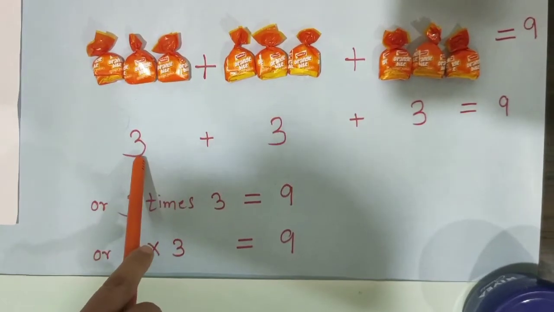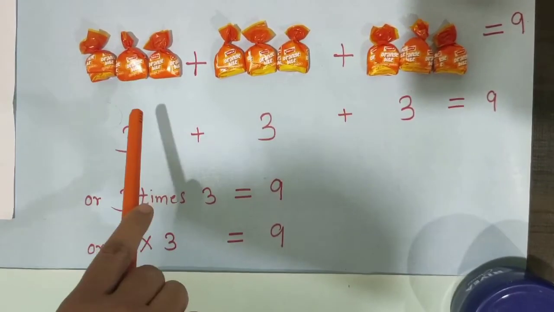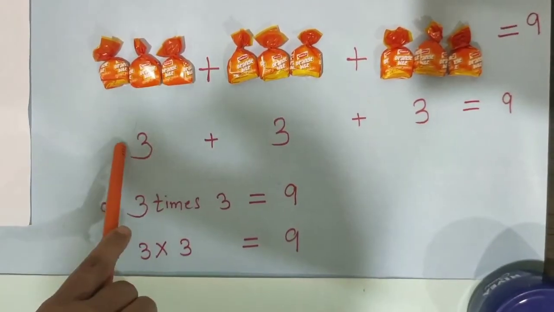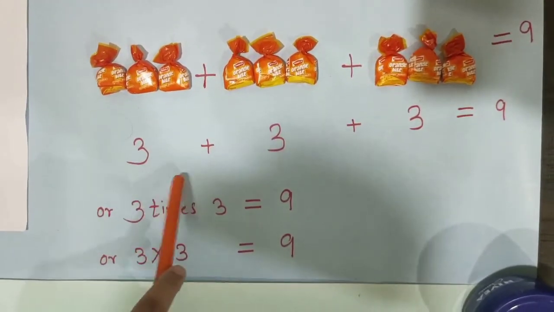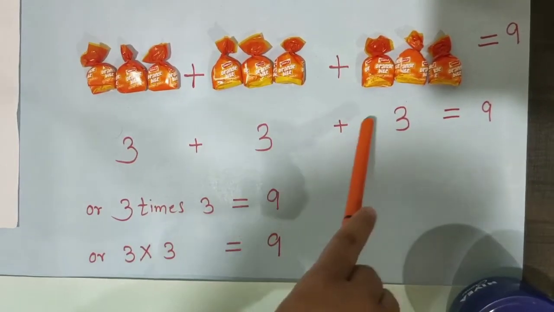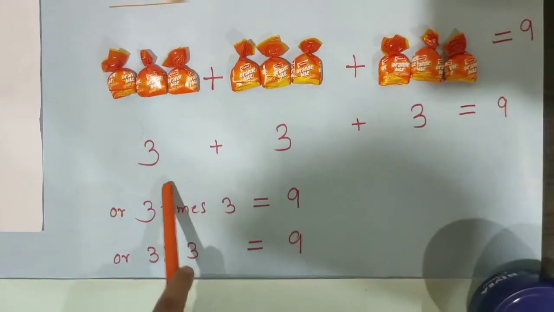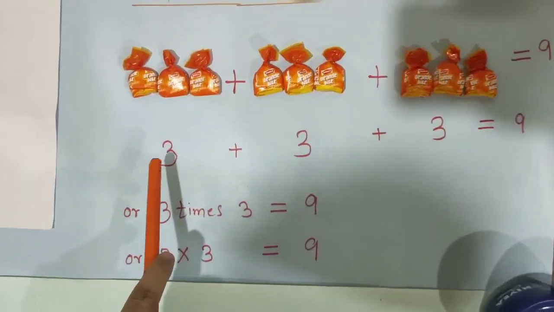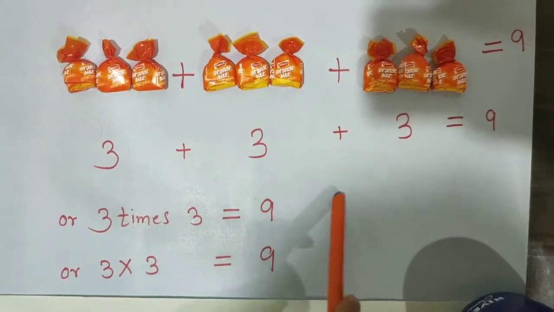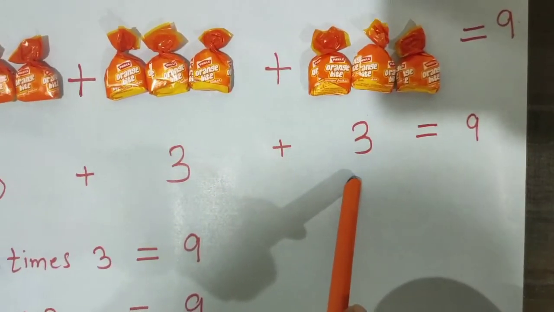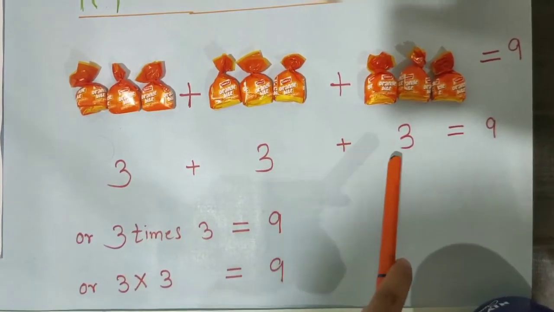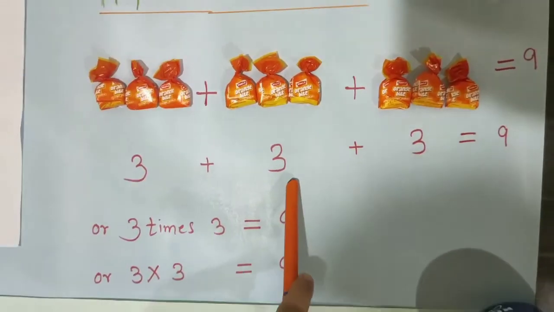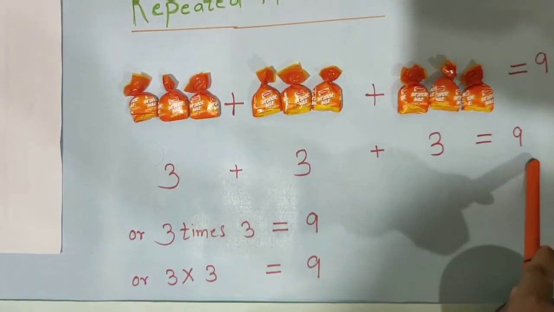Repeated addition means when we are adding the same number again and again. Okay? Here in the first set 3 chocolates, in the second set 3 chocolates, in the third set 3 chocolates. It means I am adding the same number here. Which number? Number 3. Number 3 I am adding again and again. How many times am I adding here? 1, 2, 3 times. Okay? By simply adding 3 plus 3 plus 3, I got the answer 9.